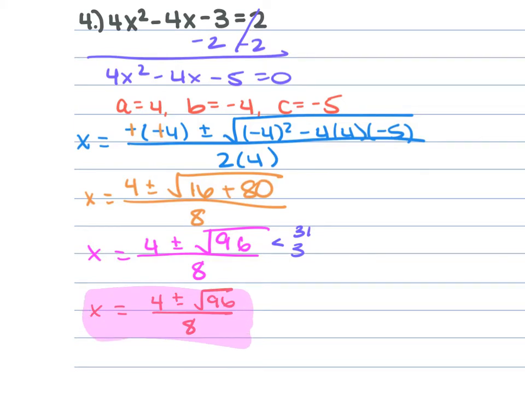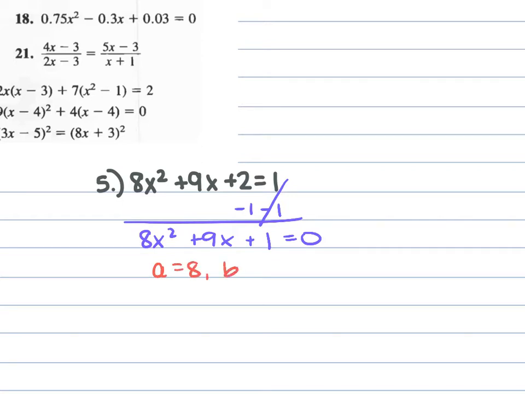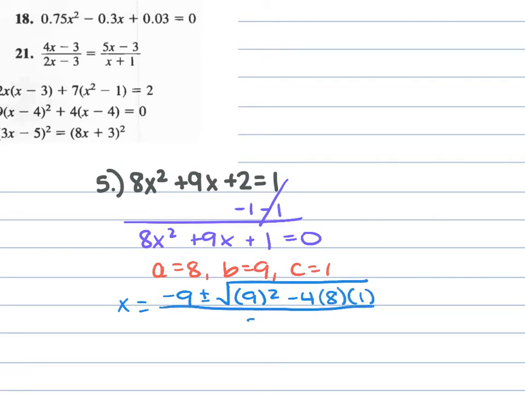For number 5, we are given 8x squared plus 9x plus 2 is equal to 1. So I'm going to move this 1 over. I'm going to get 8x squared plus 9x plus 1 is equal to 0. So my a is 8, my b is 9, my c is 1. Plugging this into our quadratic formula, we have negative 9 plus or minus the square root of 9 squared minus 4 times 8 times 1 all over 2 times 8.